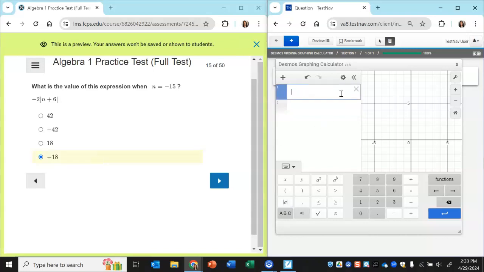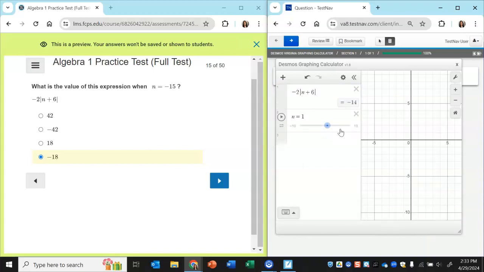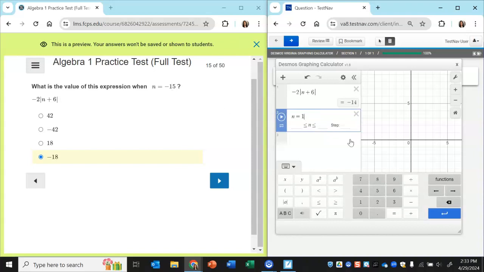Or another way you can do this problem is you can do -2, absolute value. You have n, you can just press n, plus 6. And then here you can press the slider. Now I'm not just pressing some random button. I know exactly what n is. n has to be -15, and there you go, -18. I like this method better, especially with the negatives. Okay.